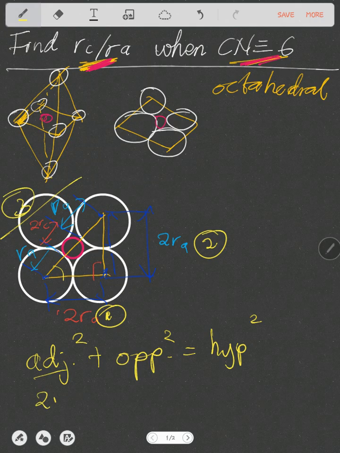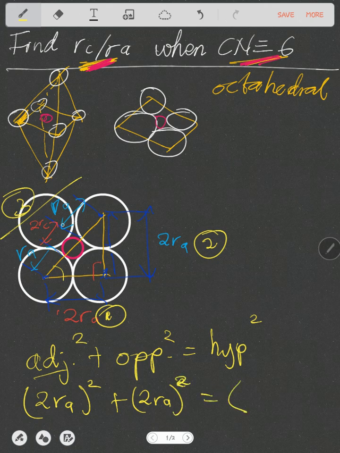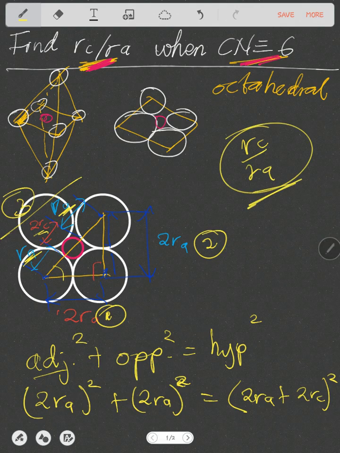We have 2RA, and that's squared. And the opposite is 2RA again, 2RA squared. And the hypotenuse, looking at it very clearly, we have 2RA plus 2RC, 2RC squared. So this is what we actually need, because our aim is RC over RA. This is what we are trying to find, so we have to represent everything in terms of this.